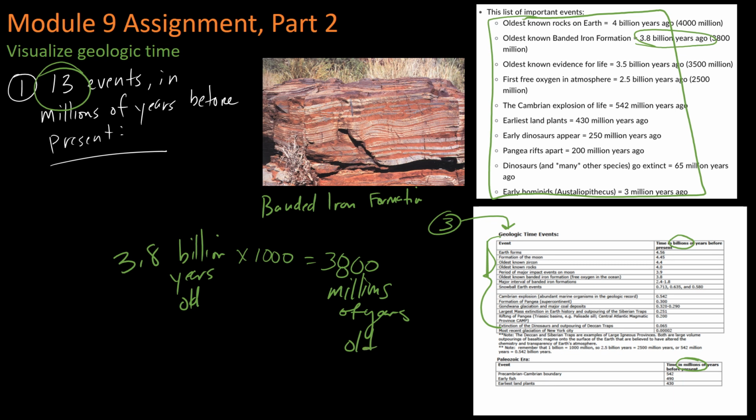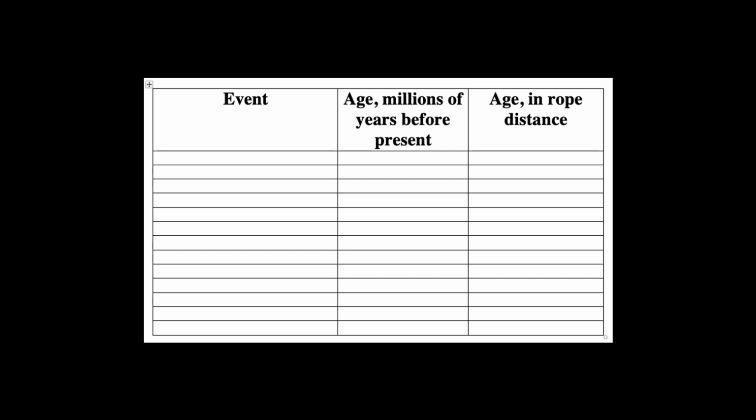So your job here is to select these 10 events plus 3 more of your choosing, and to start a table such as what I've shown here. And then we're going to be recording 2 things in this table. One is the name of our events, so banded iron formation, and the age in millions of years before present, which we just figured out is 3,800 million years BP, before present. And so your 13 events will go here in the table. You're going to need to calculate the ages in millions of years. This last column of the table we'll get to shortly.